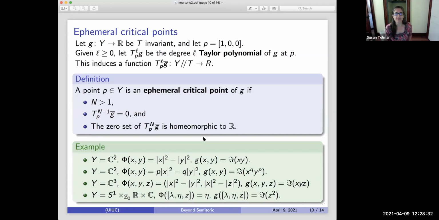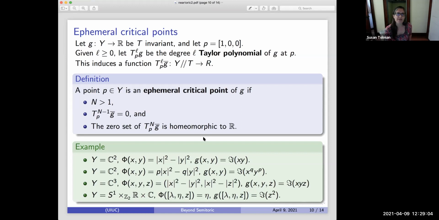So again, this is a little bit cheating. If we're on a vector space, we can just take the honest-to-God Taylor polynomial. If we're not on a vector space, we have to take the Taylor polynomial on the slice and then sweep the Taylor polynomial around using the action. But I'm still going to call this the Taylor polynomial. So we sort of treat Y as if it were a vector space, and it's actually very easy to check that that's fine. It doesn't cause any problems.